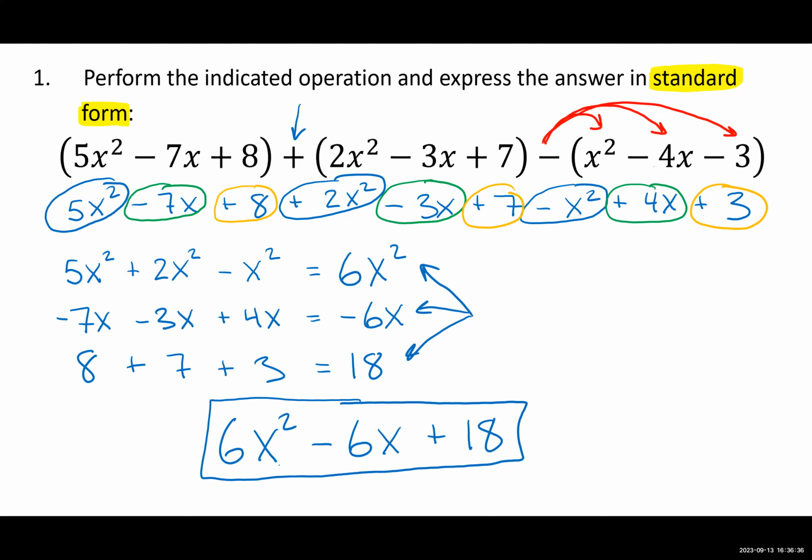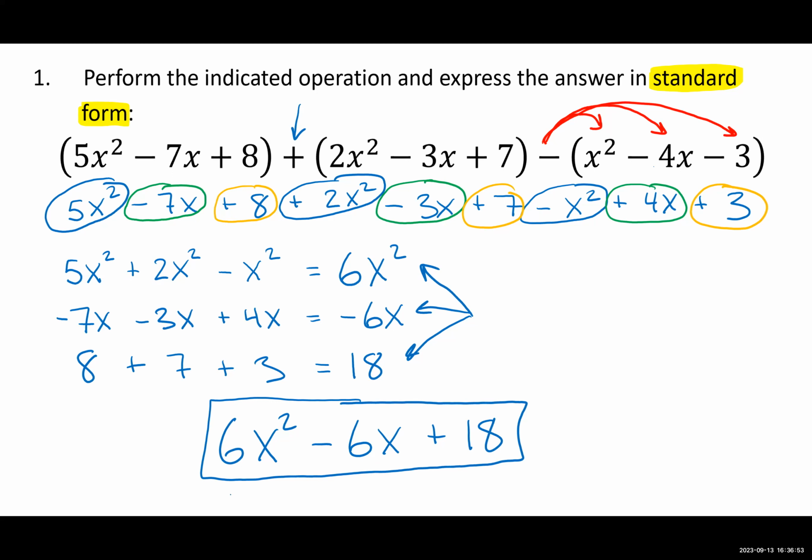The exponents, the powers on x are in descending order. We have 6x to the second minus 6x to the first plus 18. And that 18, you could look at that as x to the 0 power or just the constant.